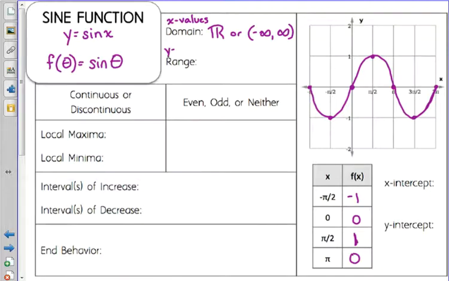The range are our y values. So we go bottom to top. If we're looking at our graph here, we don't have anything until we get to negative 1. We have a minimum value.